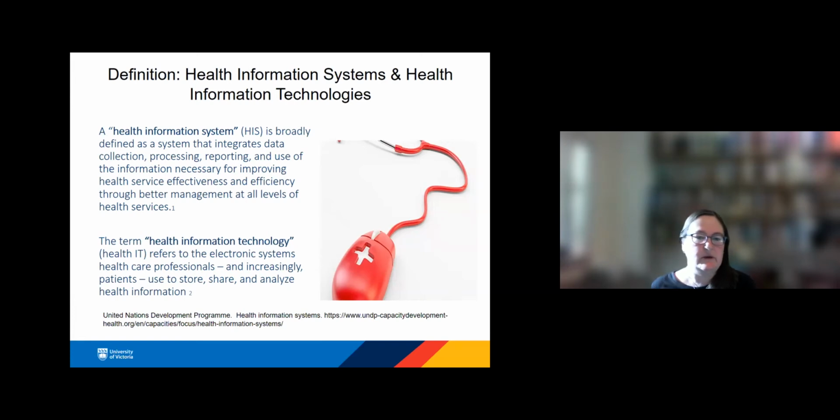So what is a health information system? Broadly, it's defined as a system that integrates data collection, processing, reporting, and use of information necessary for improving health service effectiveness and efficiency through better management at all levels of health services. Health information technologies, or sometimes referred to as health IT, are electronic systems that healthcare professionals are increasingly using along with patients to store, share, analyze health information.